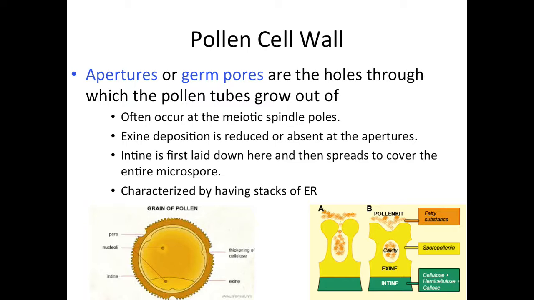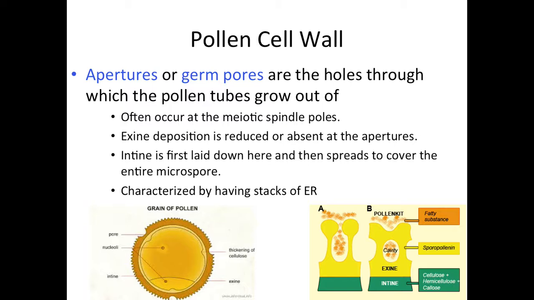All right, because exine is such a tough material and it cannot be degraded by enzymes, there have to be holes in the exine that allow pollen tubes to grow. And those holes in the exine, or the outer layer of the cell wall, are known as apertures or germ pores. Okay, apertures and germ pores are both good words for these holes in the exine.